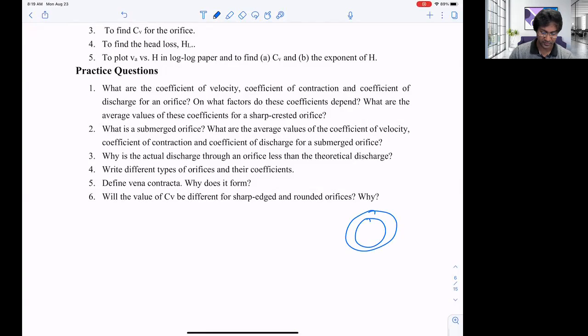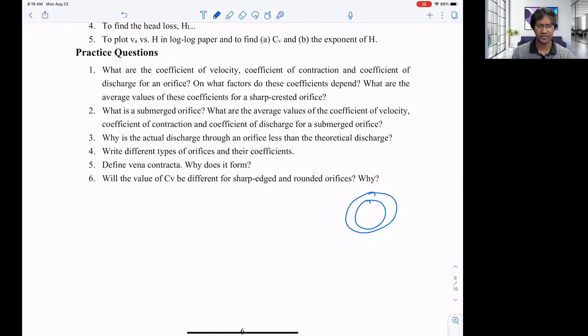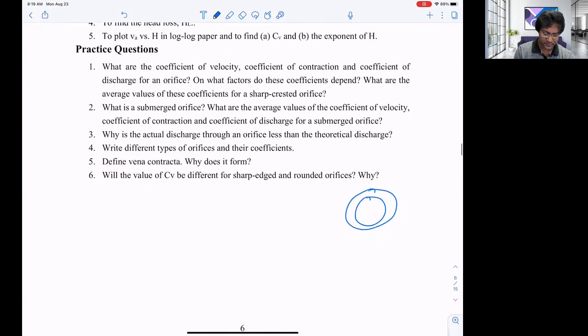And what is a submerged orifice? Right, so the values for this orifice are the same, like 50%, 60%, or 70%. The exact value I can't remember. You can find those values from the book. So the submerged orifice will be like that.